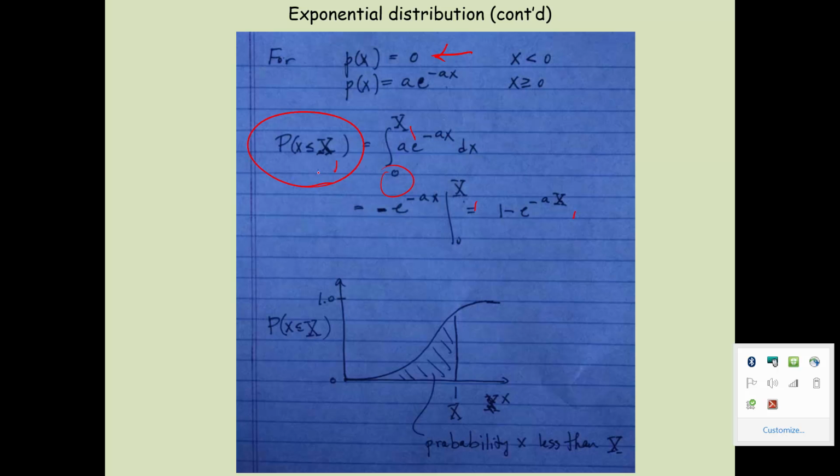If I perform this integration that I show here, the result is that the cumulative probability capital P of x less than or equal to x1 is just going to be equal to 1 minus e to the minus a x1. And so if I were to plot this function right here, I would end up with this S-curve that would go from 0 to 1.0 as x1 increases from 0 to infinity. Again, this is the probability that x is less than or equal to x1.